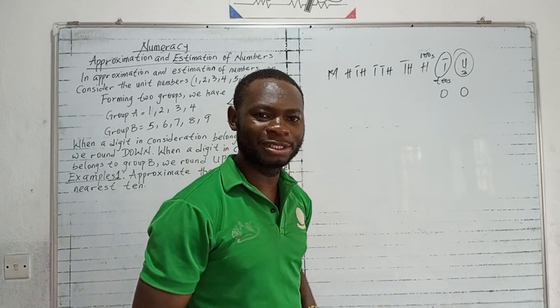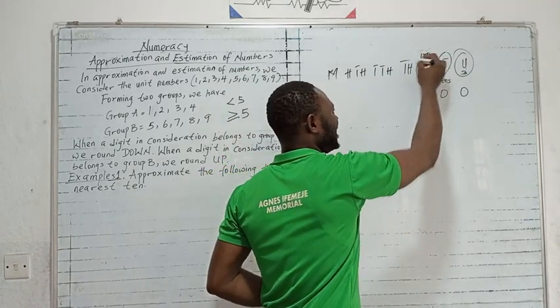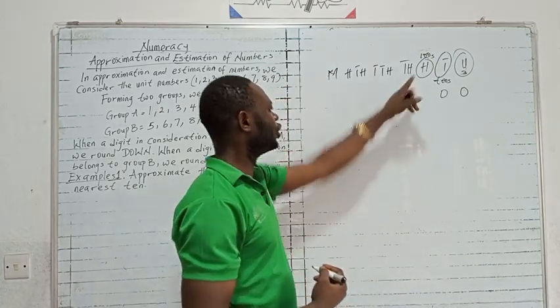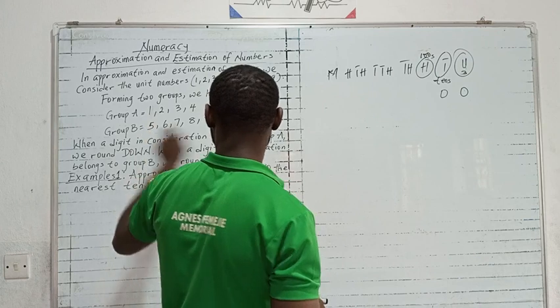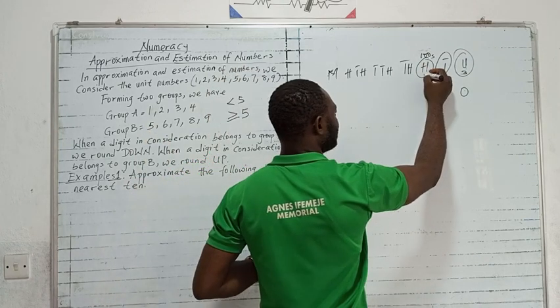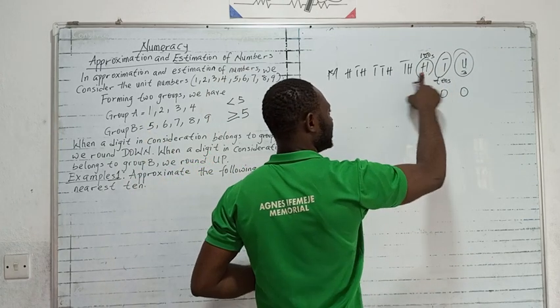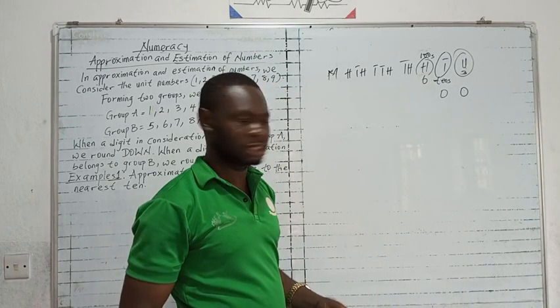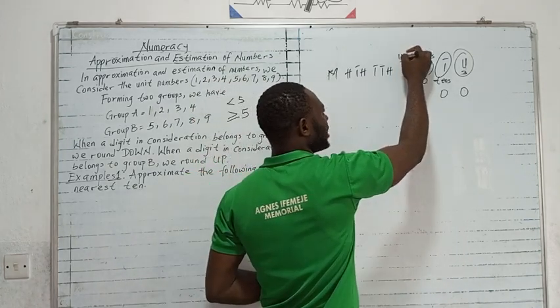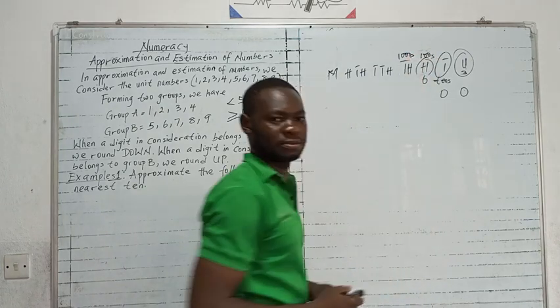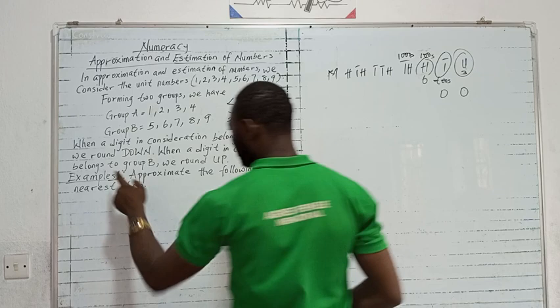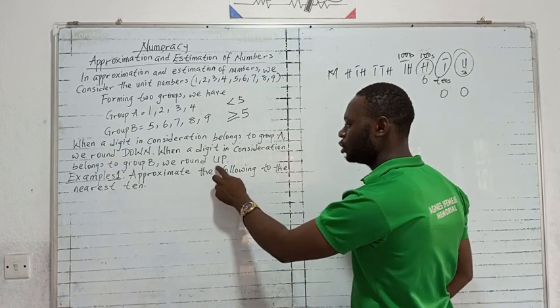Then, suppose we are asked to round to the nearest 1,000. We now consider what? The hundreds place value. Now, let's say that the digit in the hundreds place value is from Group B. Let's say here we have 6 as an example. Remember, we are rounding to the nearest thousands. Now, if the digit is in Group B, remember at this point we said we will round up.